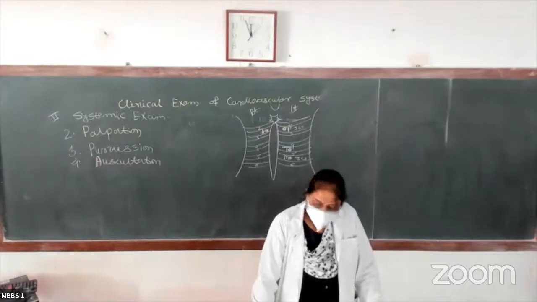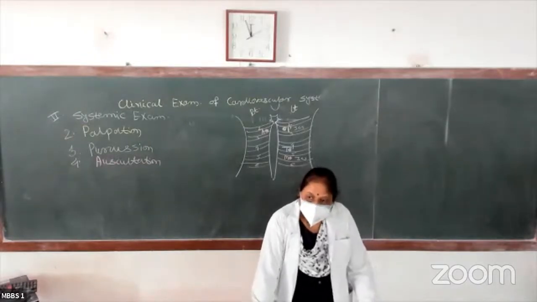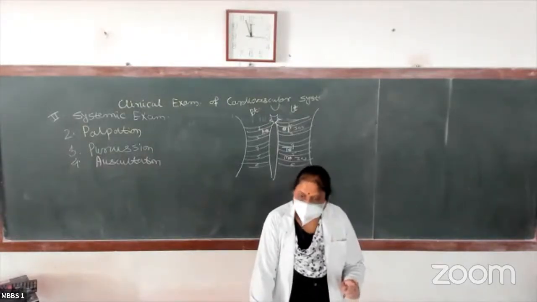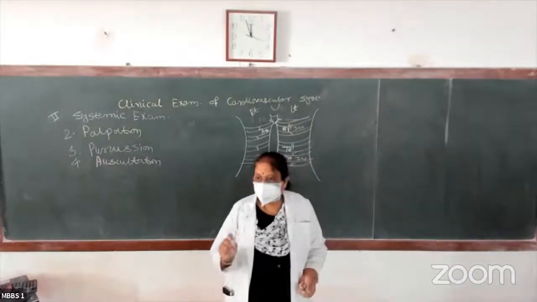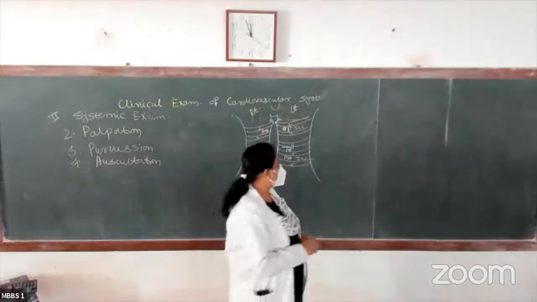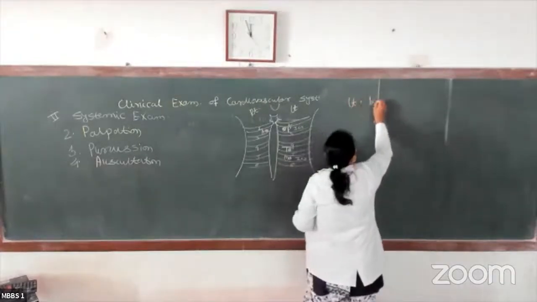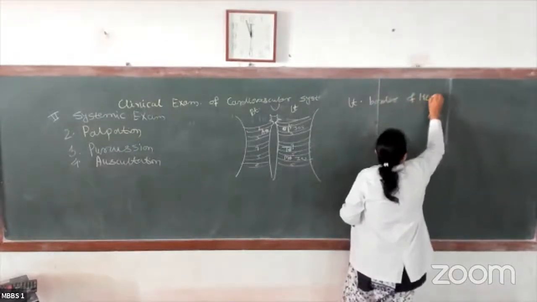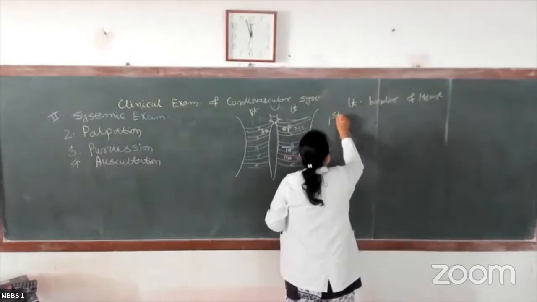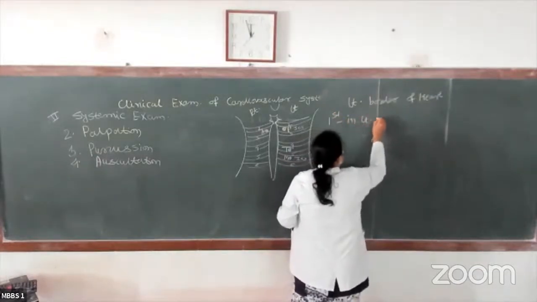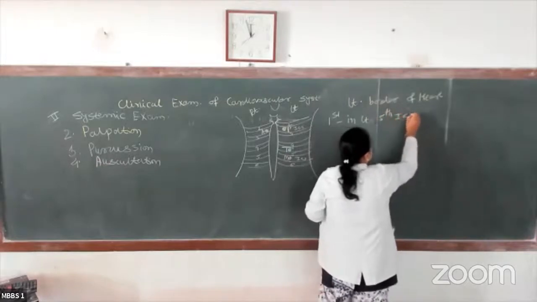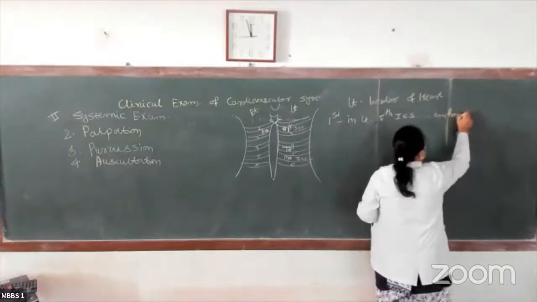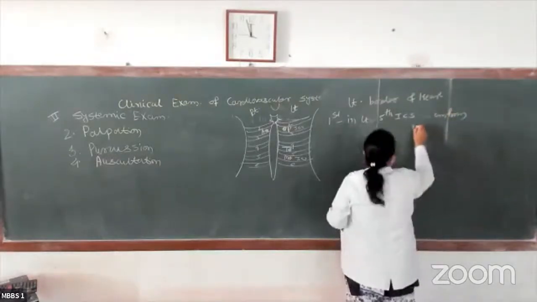Percussion: borders, left border of the heart and the right border of the heart. So, how to write for the left border of the heart? In the first point, if you are writing for the left border of the heart: first, in left fifth intercostal space, dash centimeter from midclavicular line.